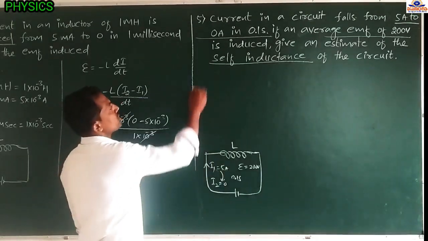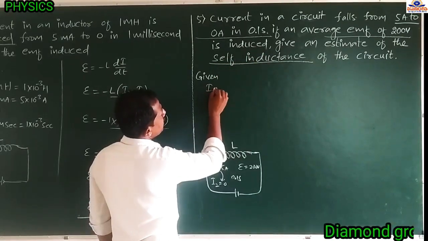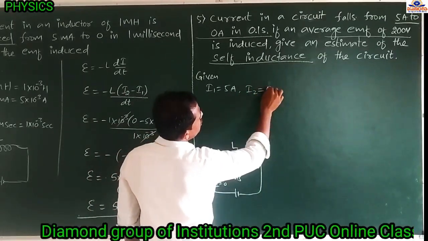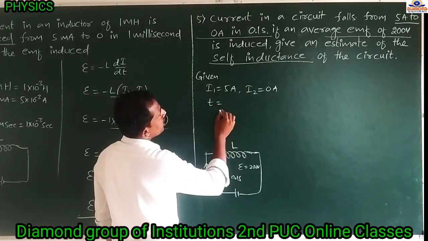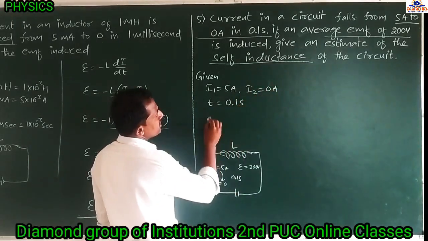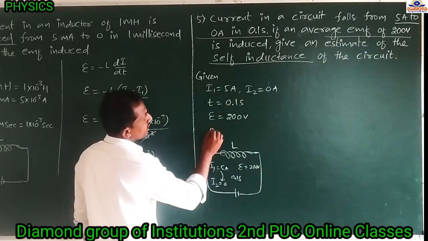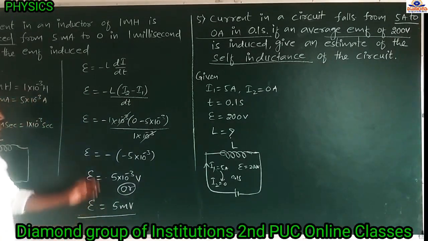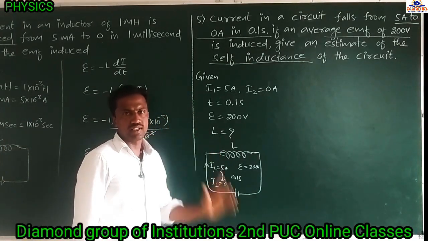Okay, given data, first write down. I1 is given as 5 ampere. I2 is given as 0 ampere. Time is given, 0.1 second. Average EMF is given, equals 200 volt. Self inductance of a coil, L, equals question mark. In this problem we are calculating the self inductance L value.